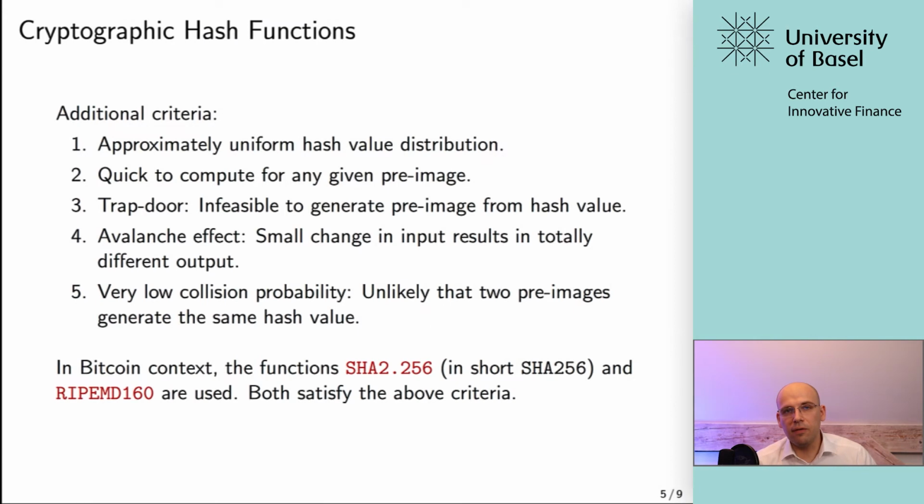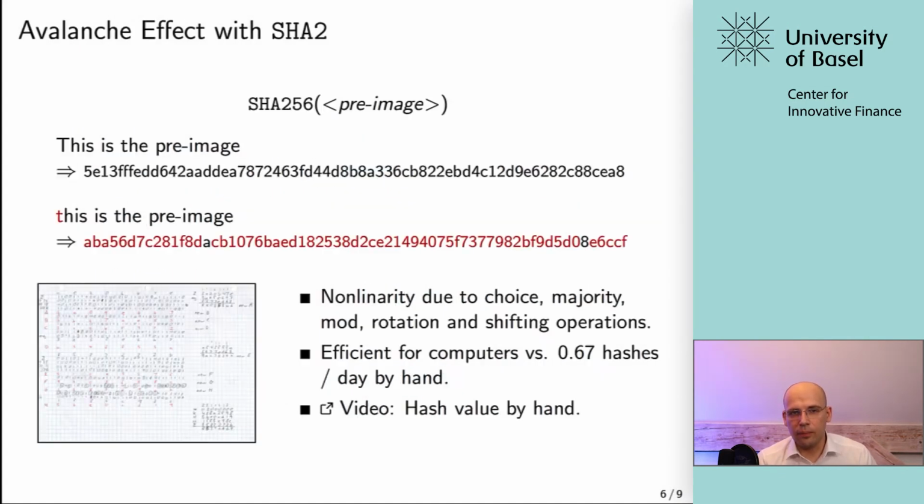The first one is SHA-256. In many cases, the operation is done twice, so it's double SHA-256. And you have RIPEMD-160. Now, SHA-256, as you would expect from the name, results in a 256-bit hash value, 256-bit output, and RIPEMD-160 results in a 160-bit output.